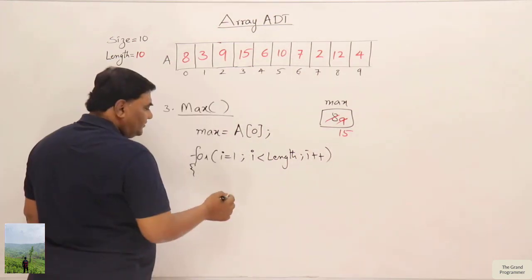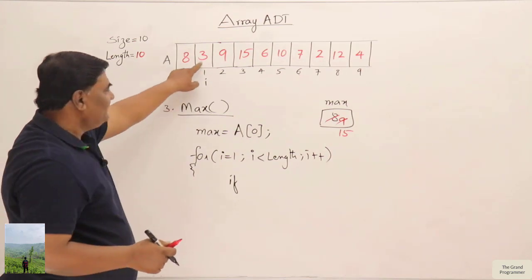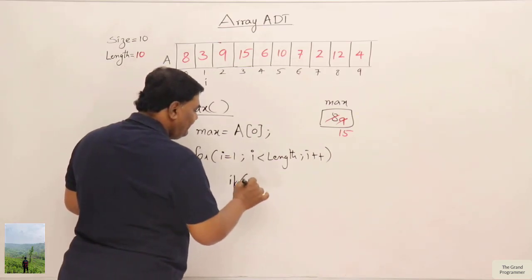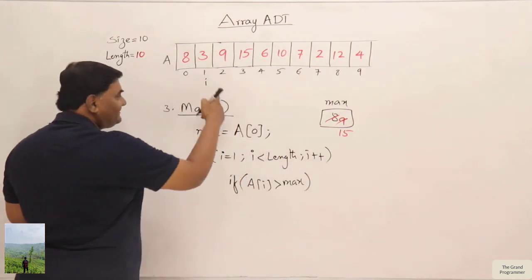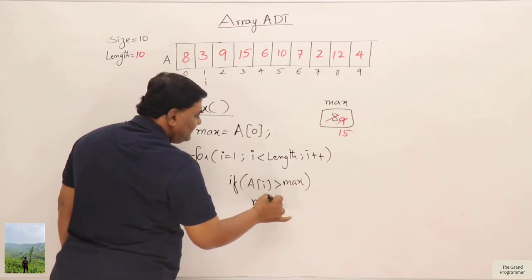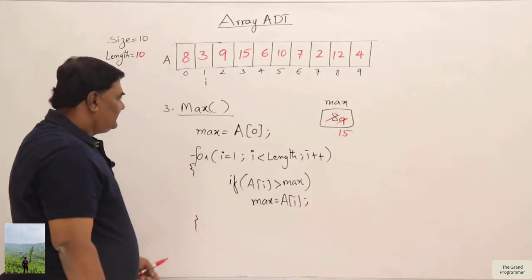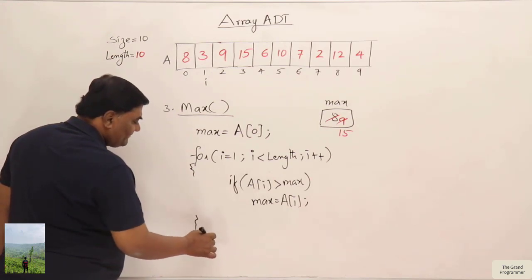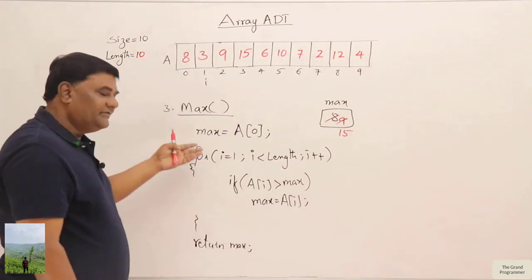Now what do I have to do every time? As i is starting from here, I should check whether A of i is greater than the maximum, that is this max. If A of i is greater than max, if any element is greater than that max, then copy that element A of i inside max. That's all. At the end of this loop, we will have the largest element in max. If you want, you can return max. The function we will see afterwards.